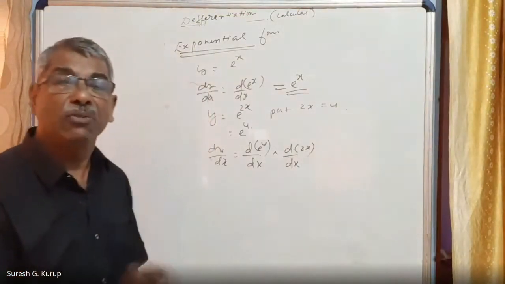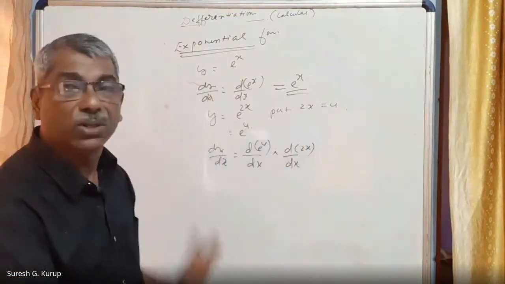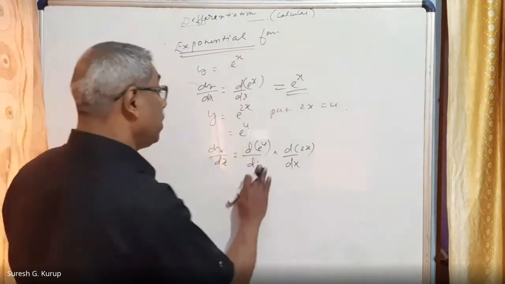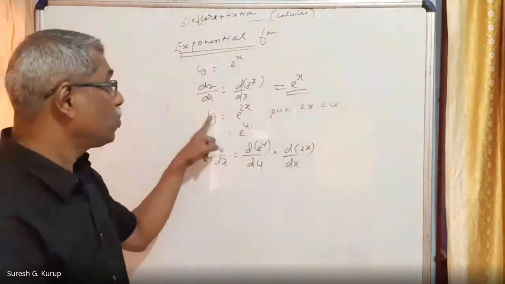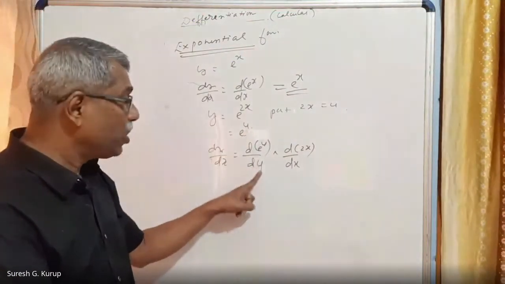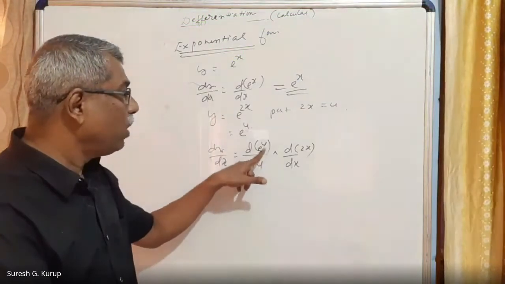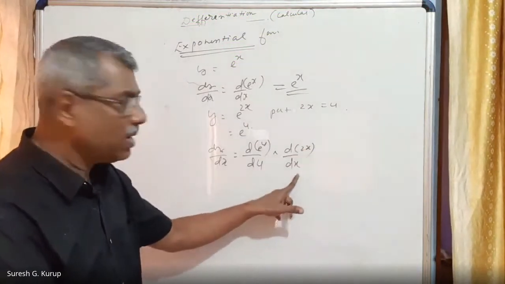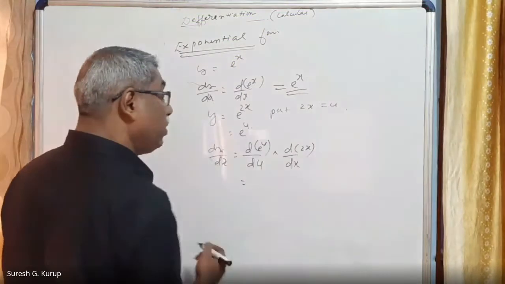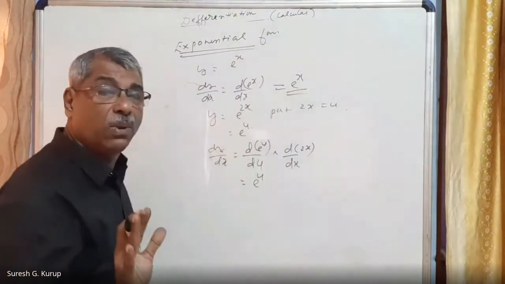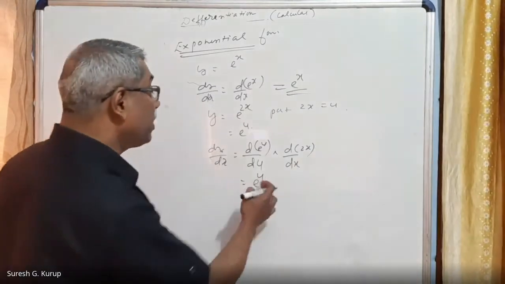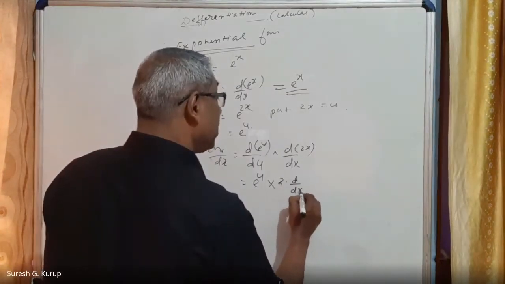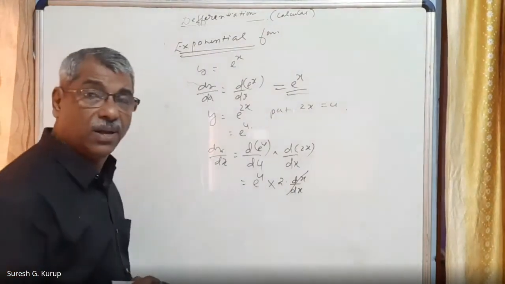Right? Function of a function rule. Because y is a function of u and u is a function of x, how the differential is done was already explained. First is d by du of y, because y is a function of u. A function of u is differentiated with respect to u only. dy by du into du by dx. Now this can be explained. d by du of e raised to u is equal to e raised to u only. As I said, the exponential function, when differentiated, you will write as it is, into d by dx of 2x. What will you write? That is equal to 2 into d by dx of x. You will write this answer. That is equal to 1.